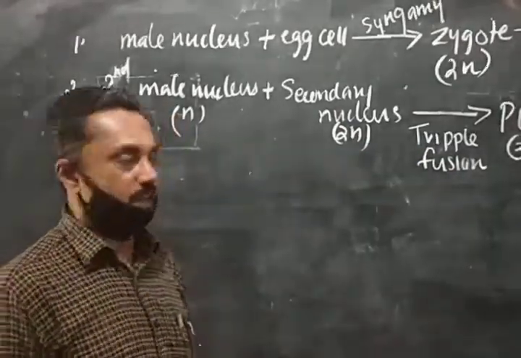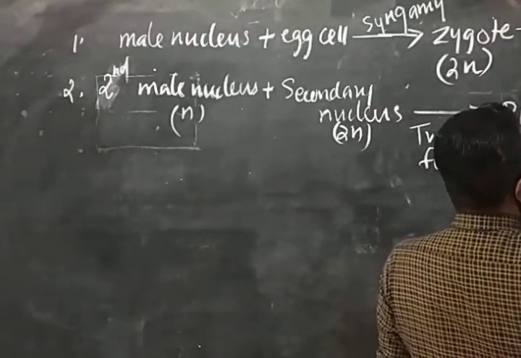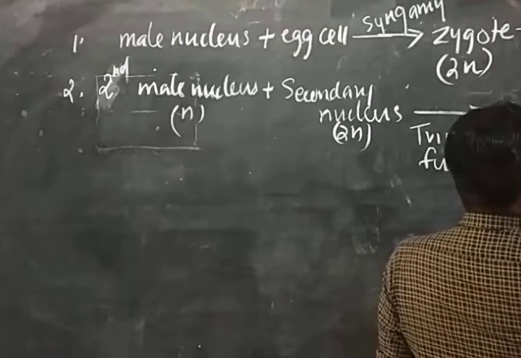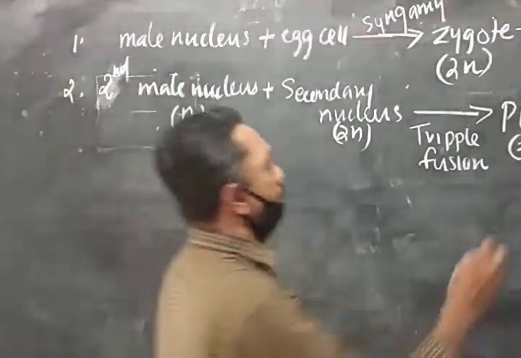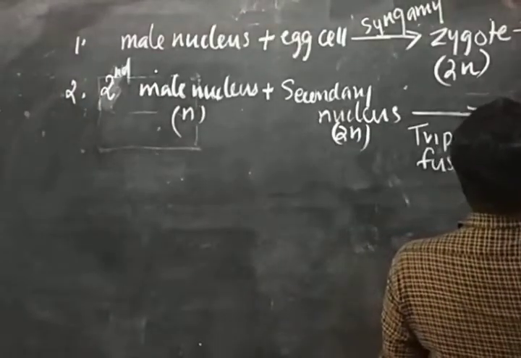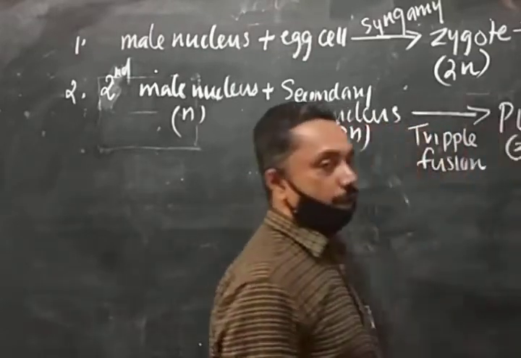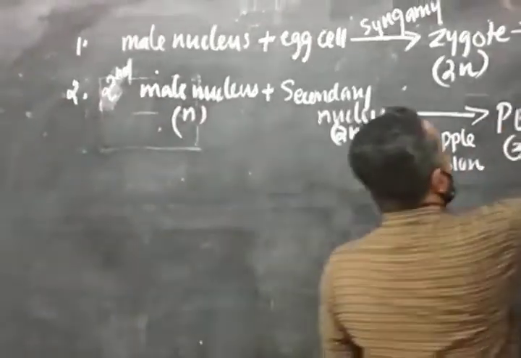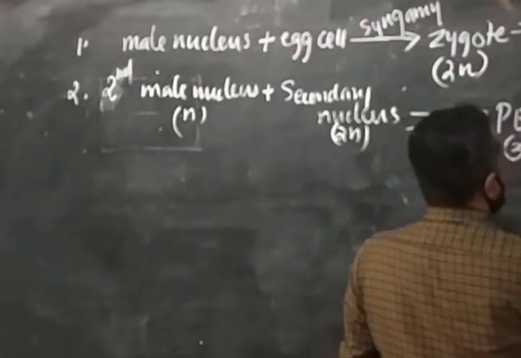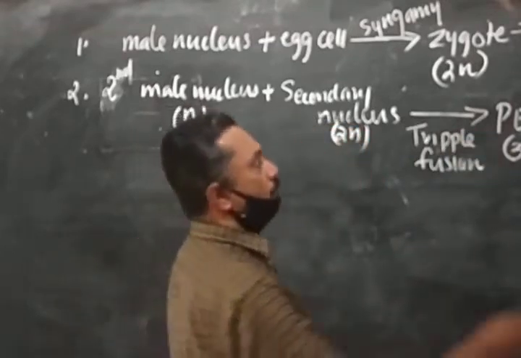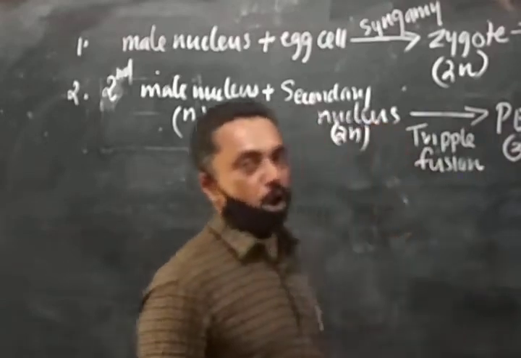The primary endosperm nucleus grows into a tissue called endosperm, storing food material for the growing embryo. So this is the product. One product is called embryo, another is called endosperm. We get a diploid embryo and a triploid primary endosperm nucleus. Embryo is diploid and primary endosperm nucleus is triploid.